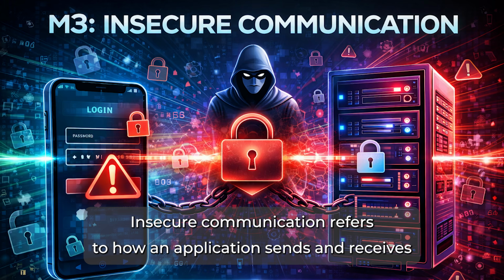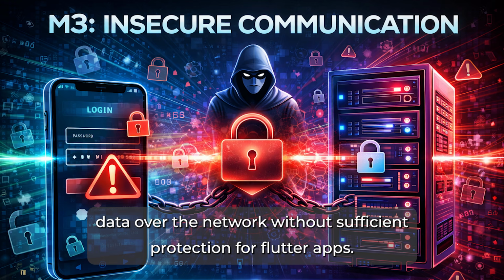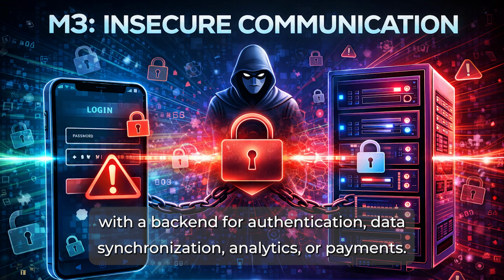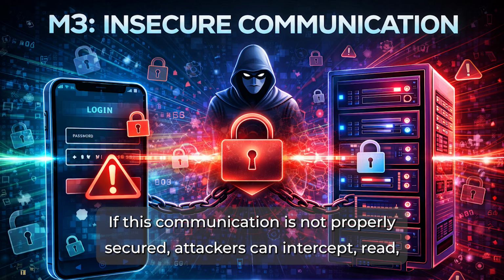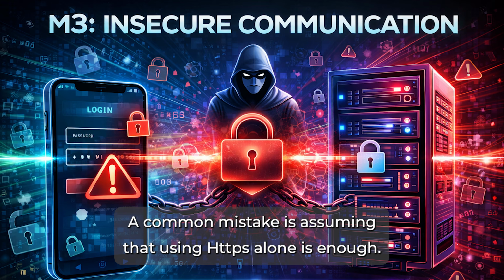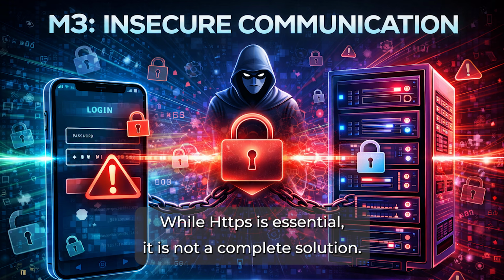M3. Insecure communication. Insecure communication refers to how an application sends and receives data over the network without sufficient protection. For Flutter apps, this risk is critical because nearly every modern app communicates with a backend for authentication, data synchronization, analytics, or payments. If this communication is not properly secured, attackers can intercept, read, or even modify the data in transit. A common mistake is assuming that using HTTPS alone is enough. While HTTPS is essential, it is not a complete solution.